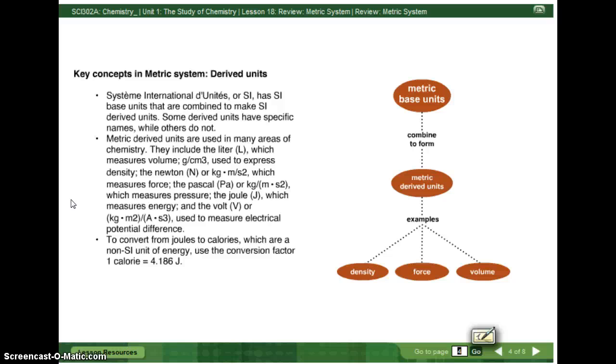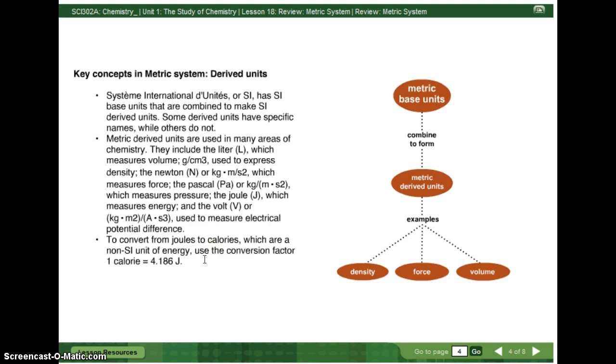They include the liter, which measures volume, grams per centimeter cubed, which measures density, the Newton, which they get from kg times meters per second squared, which measures force, the Pascal, Pa, which they get from kilograms divided by the quantity meters times second squared, which measures pressure, the joule, capital J, which measures energy, and the volt, which is derived from kilograms times meters squared over the quantity ampere times second cubed, and is used to measure electrical potential difference.